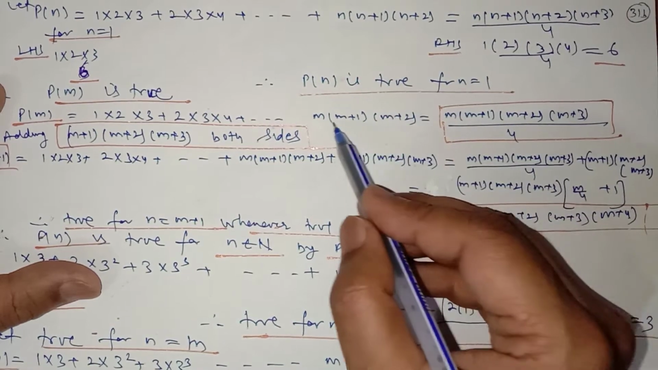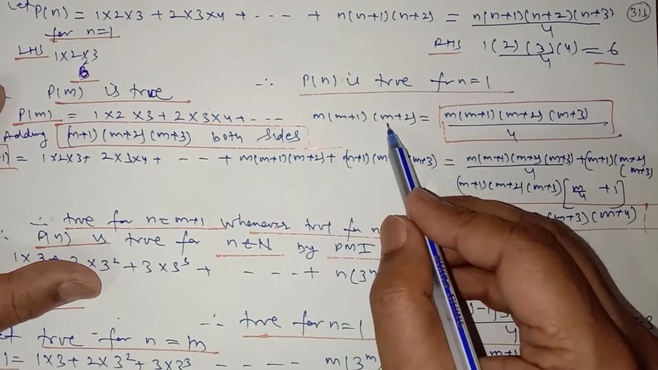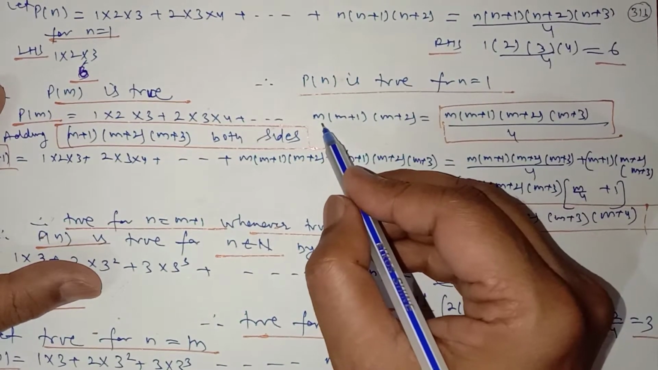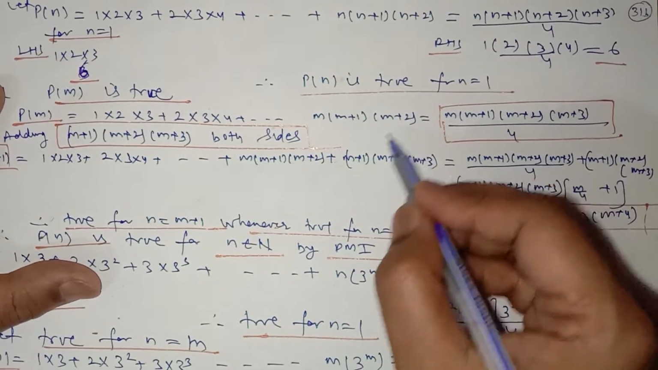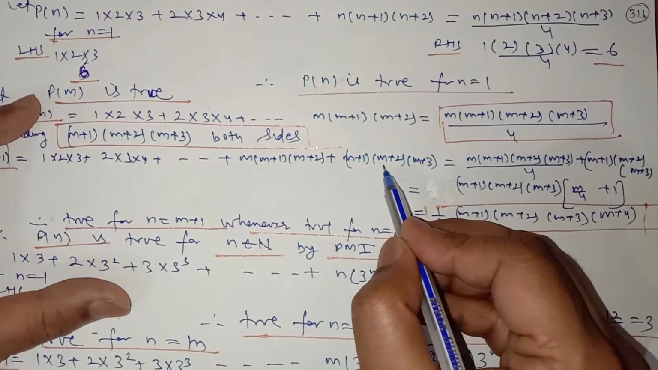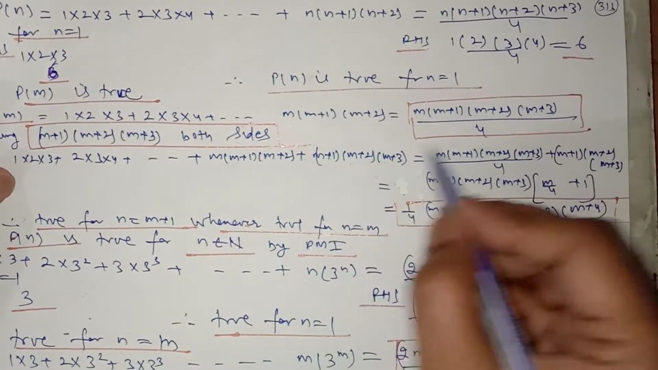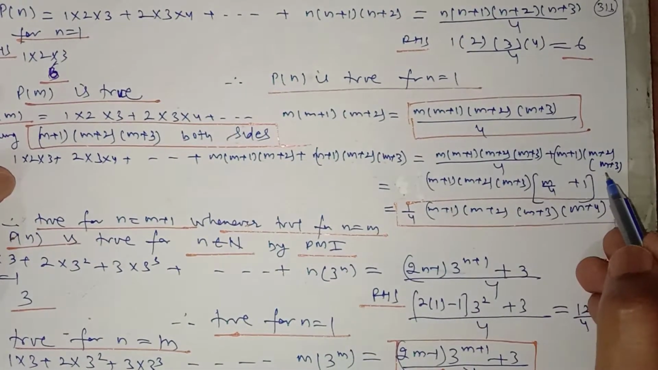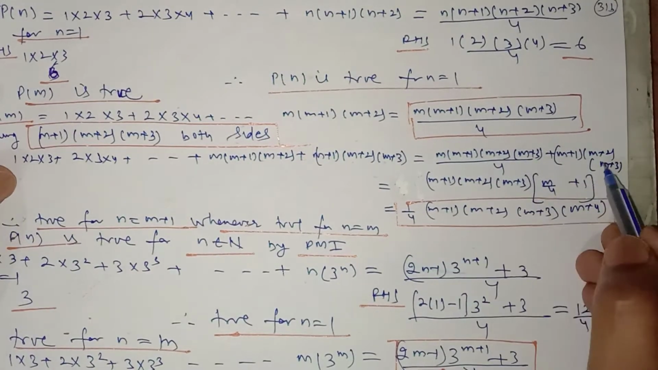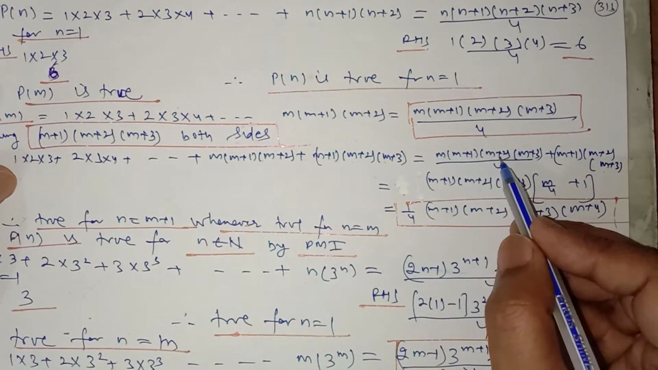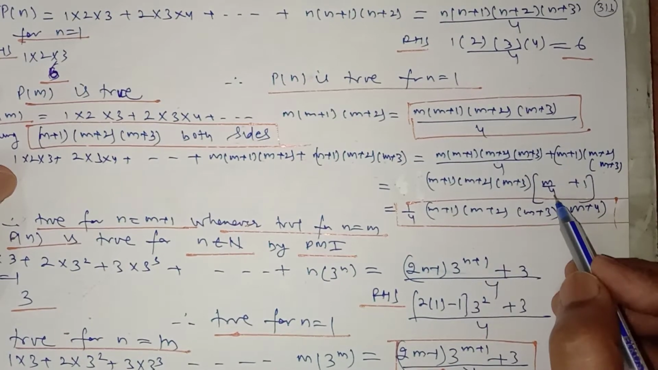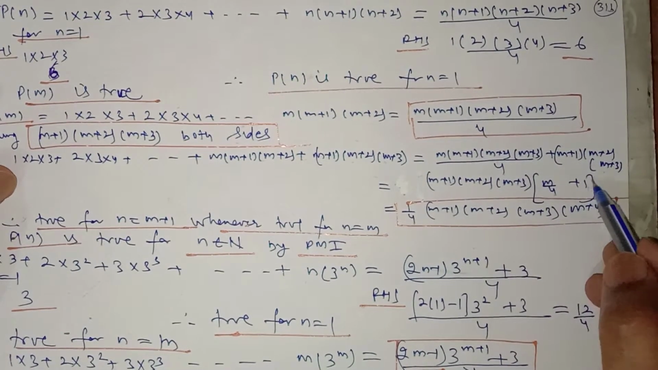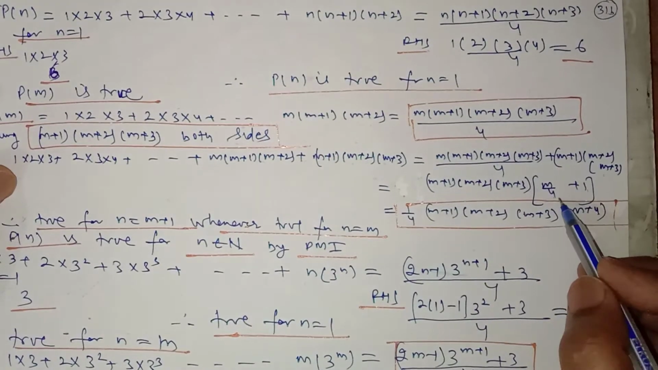As usual, you have to add the next term of this to both sides. The next term of this will be m plus 1, m plus 2, m plus 3. You have to add it in the left hand side as well as in the right hand side. See it very carefully. We are getting m plus 1, m plus 2, m plus 3 common. So we are getting m upon 4 in this term and 1 in this. You add m plus 4 upon 4.